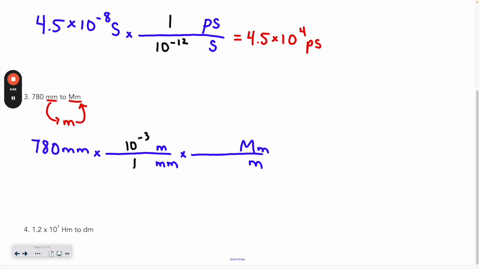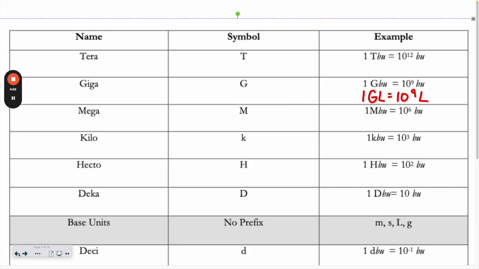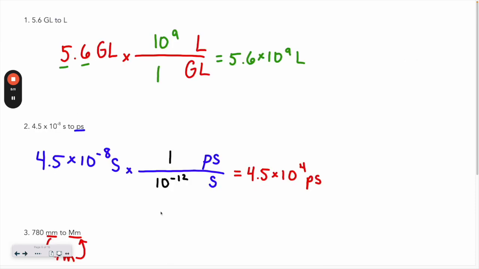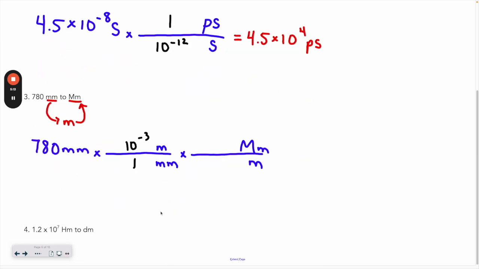And now I need to look at megameter. So I see mega is here. So 1 megameter, mega is my prefix, meter is my base unit, is 10 to the 6th meters. Okay, so let's plug that in. 1 megameter is 10 to the 6th meters.